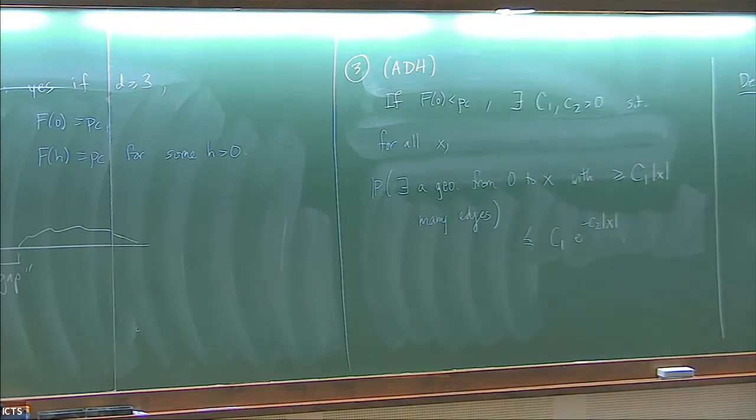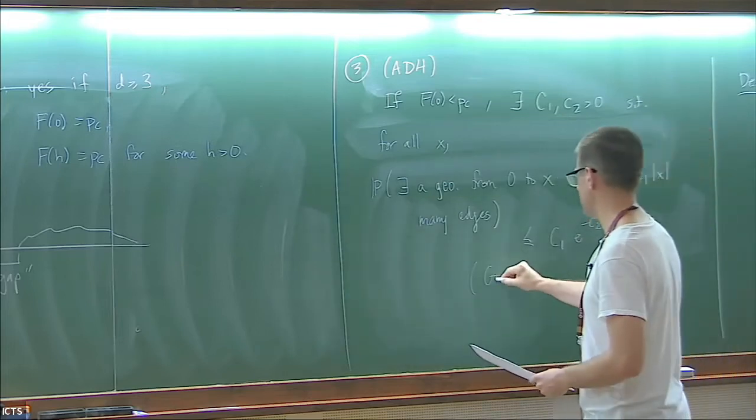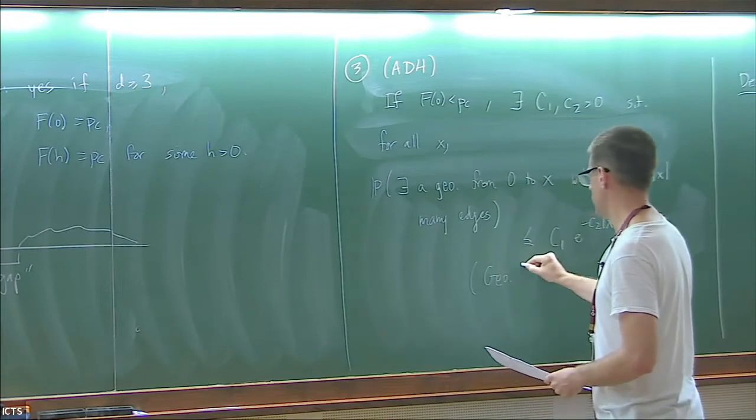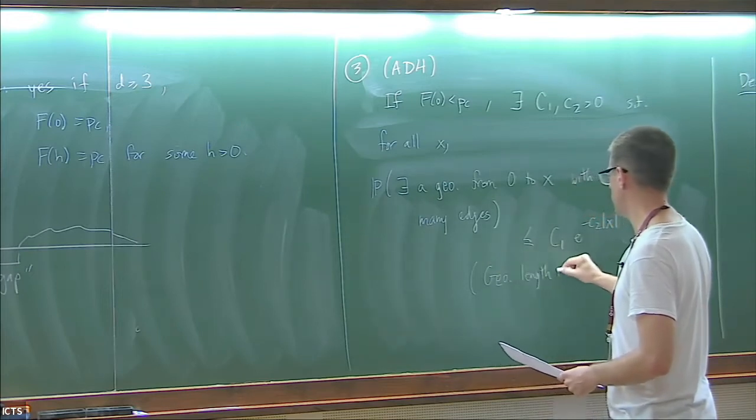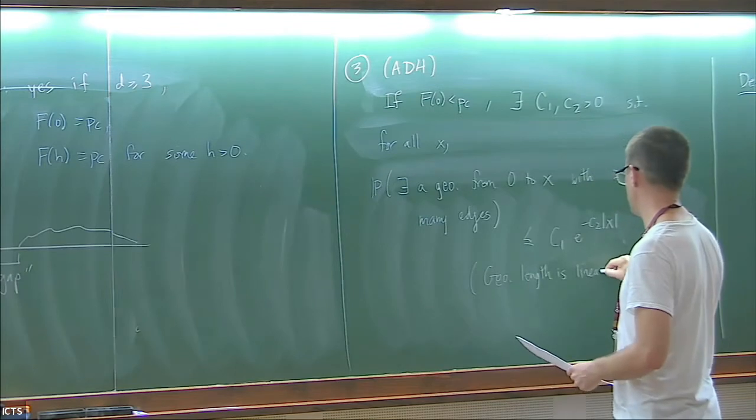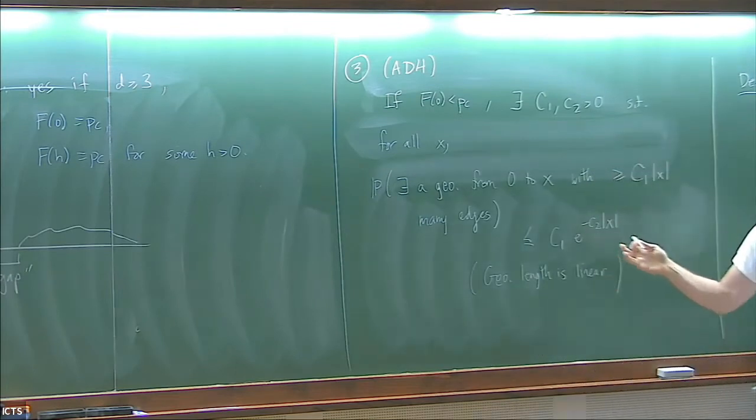Okay, so you have very small probability to have a geodesic which has length, a number of edges, larger than a constant times the norm of x. So I would write this as: the geodesic length is linear. Of course, to get any path from 0 to x, you need at least x many edges. Okay, so this is the upper bound.